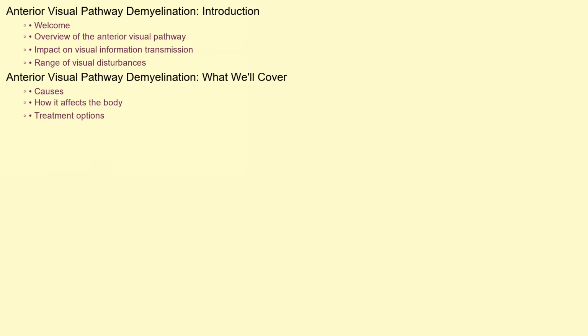Welcome to this video about anterior visual pathway demyelination. This condition, affecting the intricate network responsible for transmitting visual information from the eye to the brain, can lead to a range of visual disturbances. We'll delve into its causes, how it affects the body, and what can be done about it.